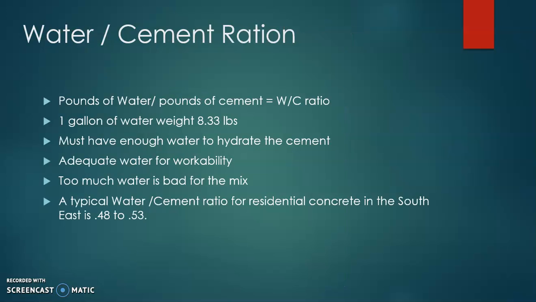The water-cement ratio is very important. The water-cement ratio, or WC ratio, is pounds of water divided by pounds of cement. One gallon of water weighs 8.33 pounds. You must have enough water to hydrate the cement, and additional water is used for workability. But too much water is bad for the mix. The typical water-cement ratio for residential concrete in the Southeast is about 0.48 to 0.53.